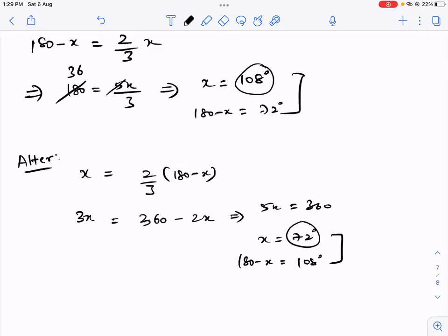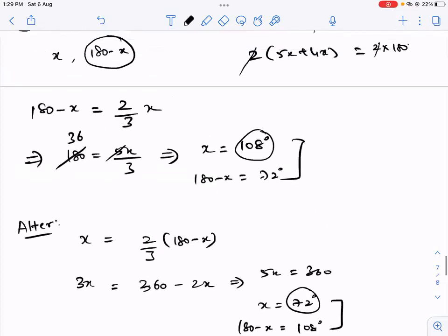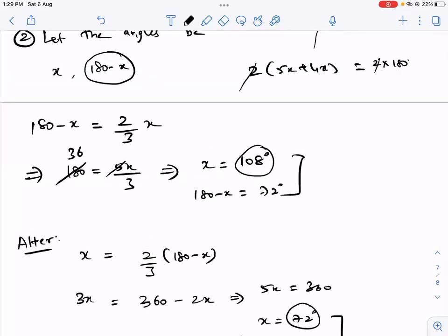It has nothing to do with x, it's only a variable. That is why in the question they clearly mentioned find the angle and its supplement also. Because when you take x as the angle, 180 minus x is a supplement of x. If you take 180 minus x as the angle, then x is a supplement of 180 minus x. So they are the supplement of each. So however you do, you will get the same answer.